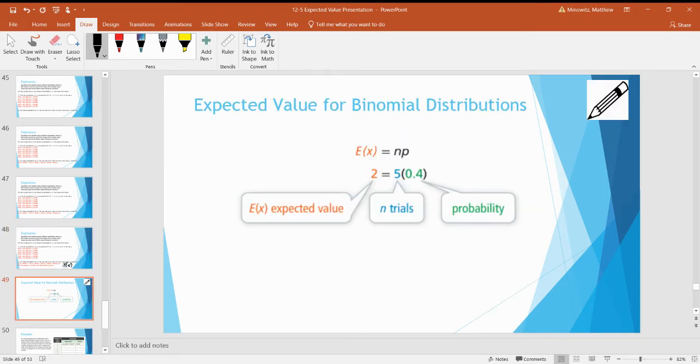So expected value for binomial distributions, and this only works for binomial distributions. Okay, you take the n, which is the number of trials, and you multiply it by the probability of success. And we get 2. Now, once again, it only works for binomial trials, binomial distributions, binomial experiments, where we have a success and a failure, and we know how many trials. Do not try to use this expected value formula for everything. A lot of times it doesn't work.